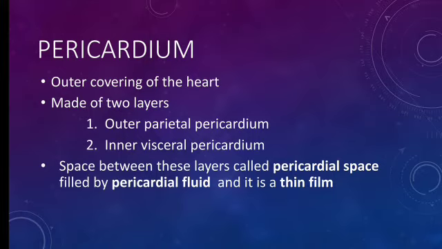Okay, the pericardium. As we have seen before, the outer layer is formed by the pericardium. The pericardium is made up of two different layers. One is the parietal pericardium, and the second is the visceral pericardium. The space between these is called the pericardial space, and it is filled by pericardial fluid. This pericardial fluid is usually in the form of a film.